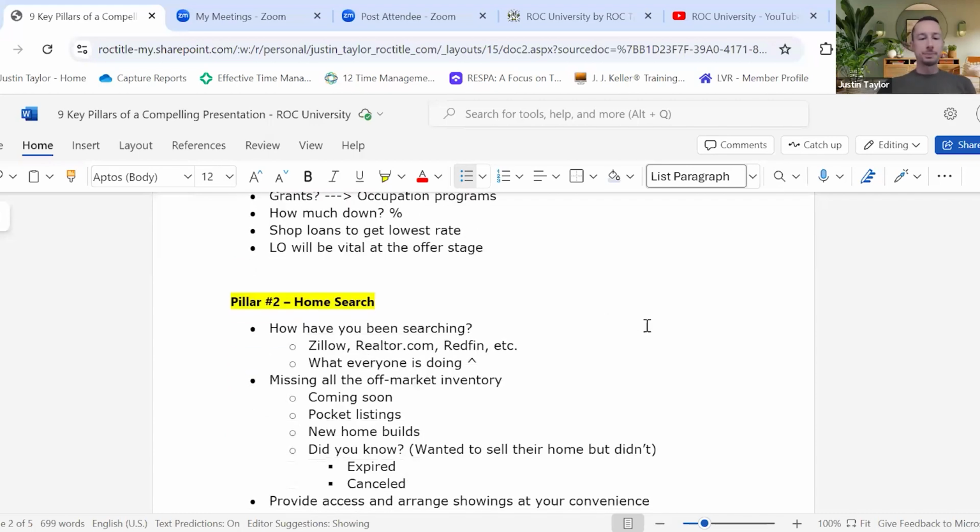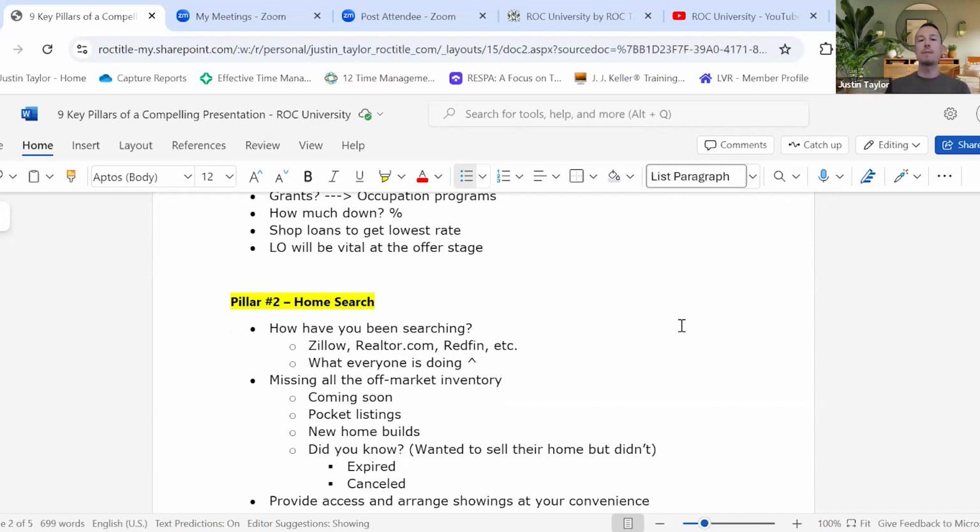Pillar number 2, the home search process. Of course, you're going to ask them, how have you been searching? Obviously, you're going to talk about what their needs and wants are. Oh, I need 3 bedrooms, lot size needs to be this big, a car garage, needs to be close to the school, all those different things. Cool. Yeah, we're going to get to that. That's awesome. But how have you been searching?